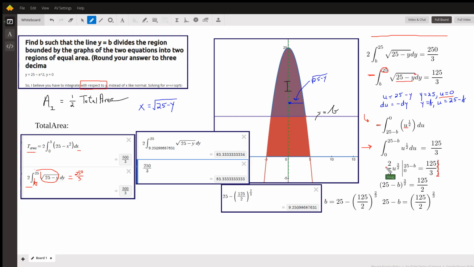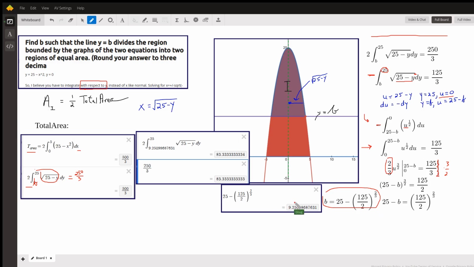I decided to multiply both sides by 3/2, which gave me 125 halves on the right. So 25 minus b to the 3/2. Raise both sides to the 2/3 power, and then solve for b. So there's b right there, 25 minus 125 halves to the 2/3 power.